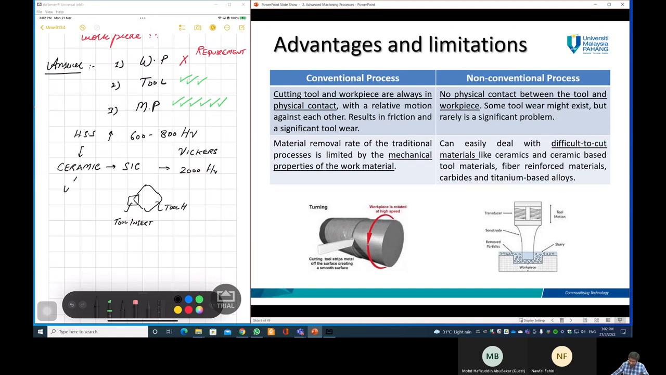So if ceramic is my workpiece and I want to machine ceramic with a tool which has less hardness, then the tool will wear and the ceramic will not wear because ceramic has a higher hardness. So anything which is hard will wear the softer material. So harder material always wears down softer material.